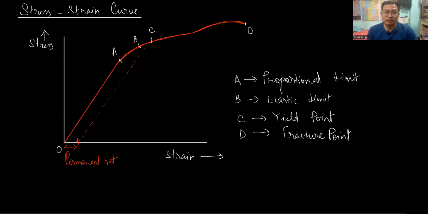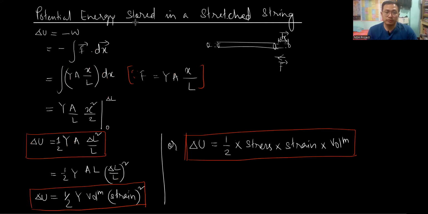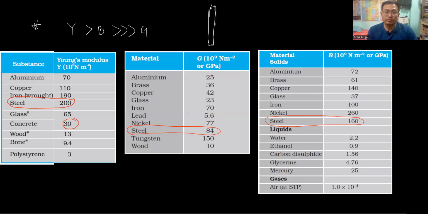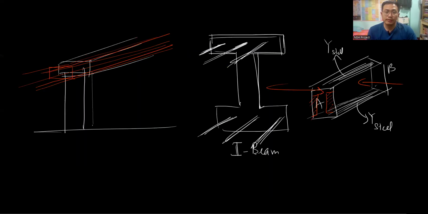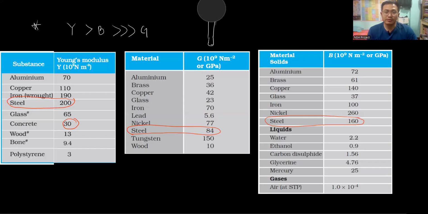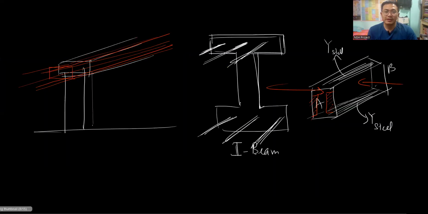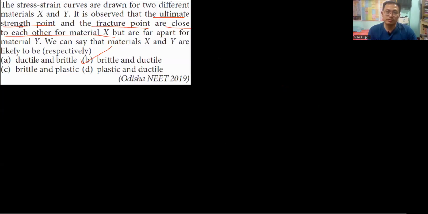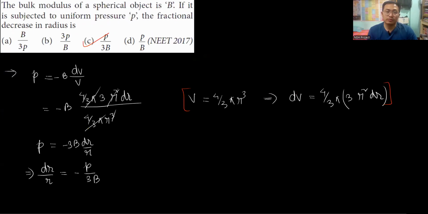Then the stress strain curve, the potential energy stored in a stretched string, then a comparison of Young's modulus, bulk modulus, and shear modulus. Then the femur bone, which is not necessary. Anyway, this is known as an I-beam, and the I-beam is used in construction. Then the questions.